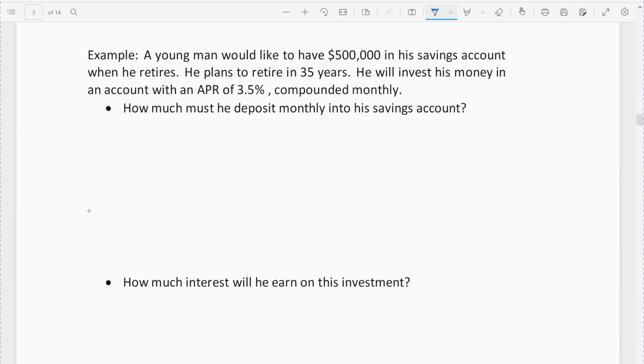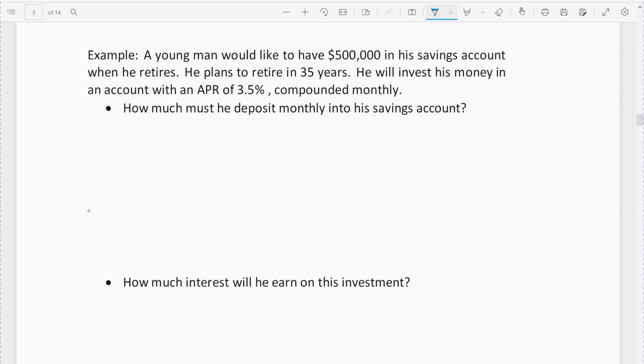So this would be the other way around. Suppose that a young man would like to have $500,000 in his savings when he retires. He plans to retire in 35 years. He will invest money in an account with an APR of 3.5% compounded monthly. How much must he deposit each month into a savings account?